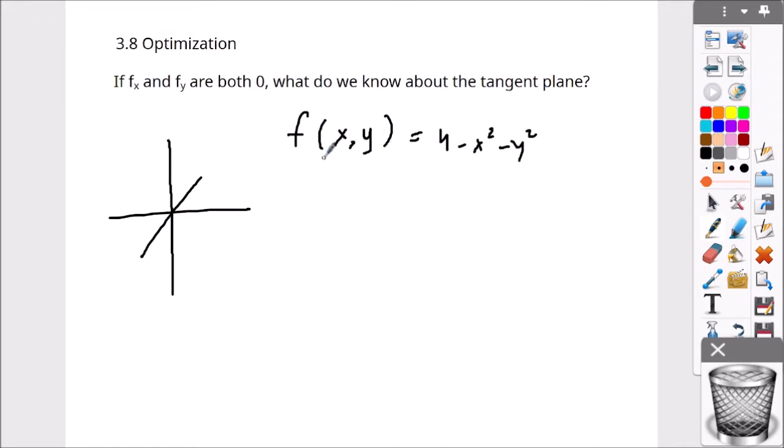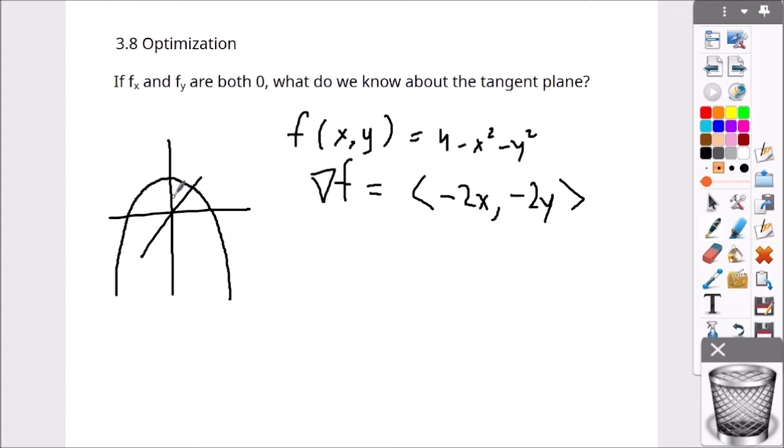So f of x, y, we put in our input. What we get is the gradient of f for this function is equal to negative 2x, negative 2y. How do we graph this? This is an elliptic paraboloid, so it should not be very hard to graph. Like that, and like that, and then something like that. There you go. That's what the elliptic paraboloid looks like.